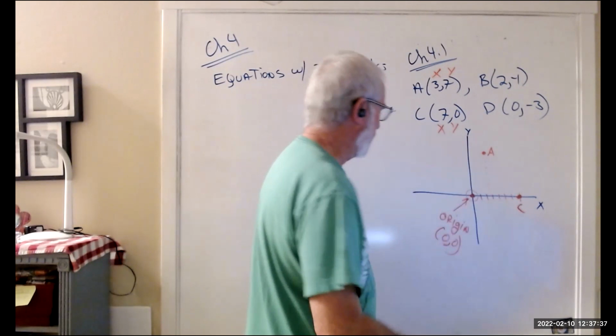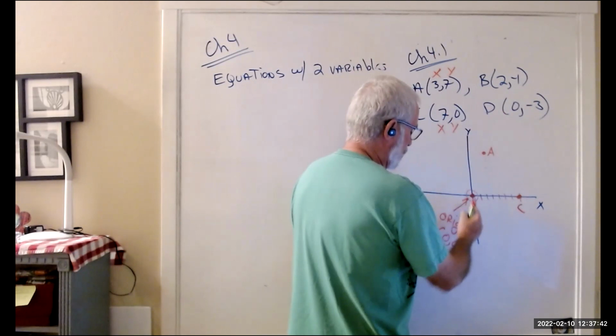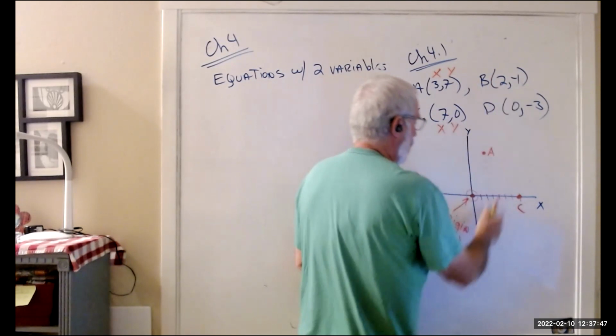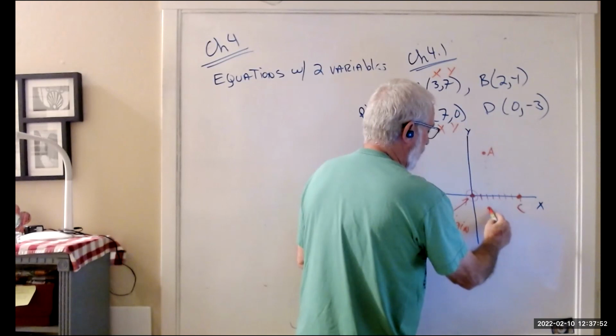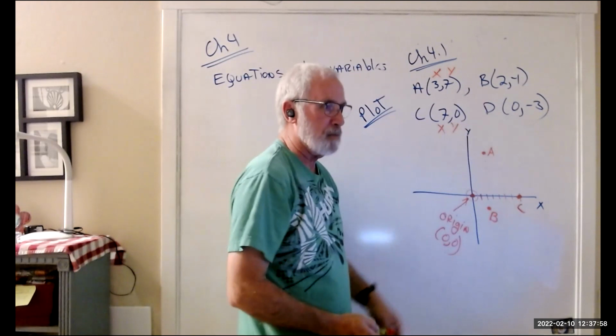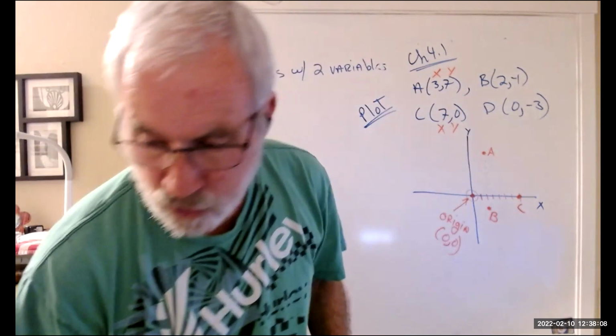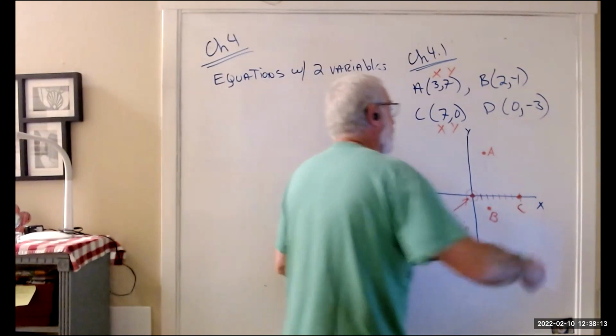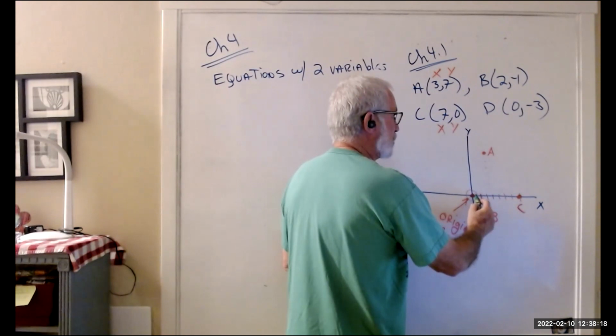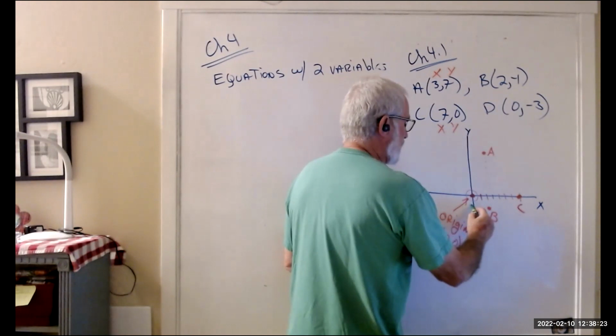You start here. This is called the origin, which is also the point 0, 0, because it's 0 on the X, 0 on the Y. You go over 2, 1, 2, and down 1, -1. So right about there would be where I would put the point B. I would plot B right there. Okay. And D. D says, start at the origin. Don't go anywhere on the X. Stay on 0 on the X, but then go down 3 on the Y. And so that would be point D.